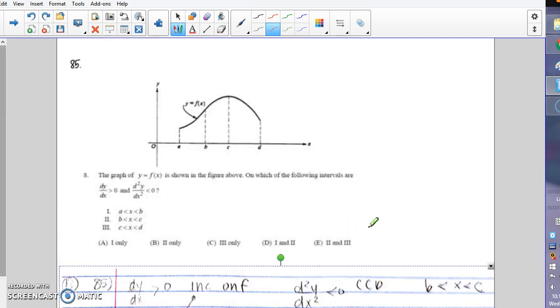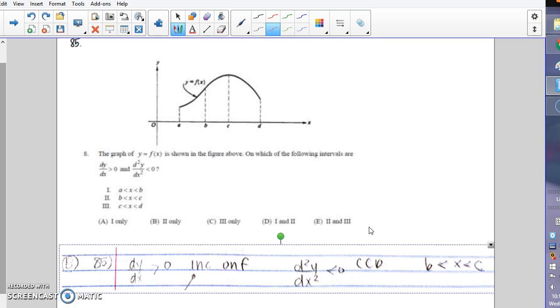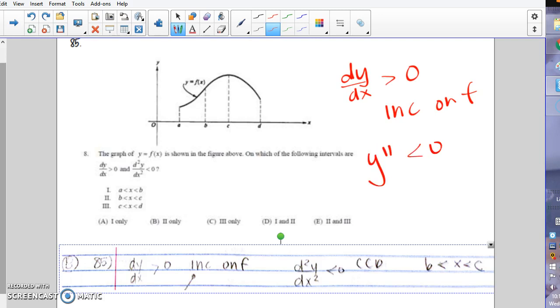This is a graph of the function f. Which of the following intervals is your first derivative greater than 0? So dy/dx greater than 0. That's going to mean increasing on your f. And then your second derivative less than 0, that's going to be concave down. So I would say when we're looking, this would be increasing, increasing, decreasing.